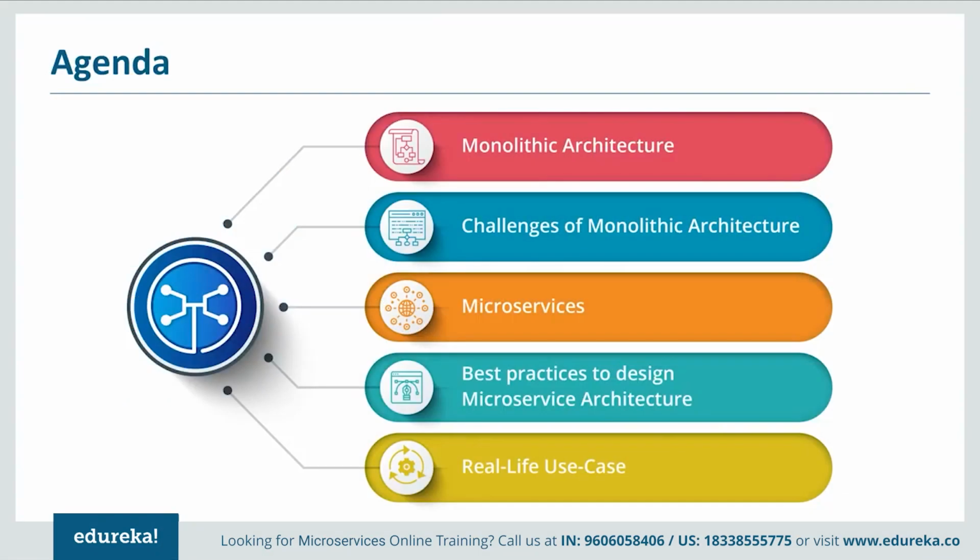So before I start with the session, let's take a look at today's agenda. Initially, we will start talking about the previous system, that was the monolithic architecture, followed by its challenges. Then we'll jump on to the functionalities of microservices and the best practices to design them. After going through all the concepts, we will go through a real-life use case of Uber and understand them better. So let's get started with the session.